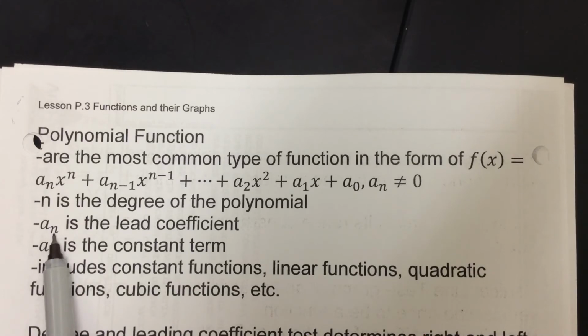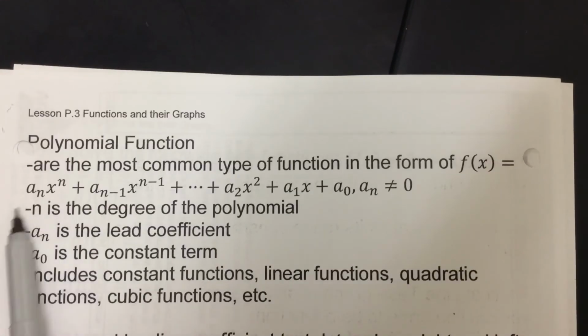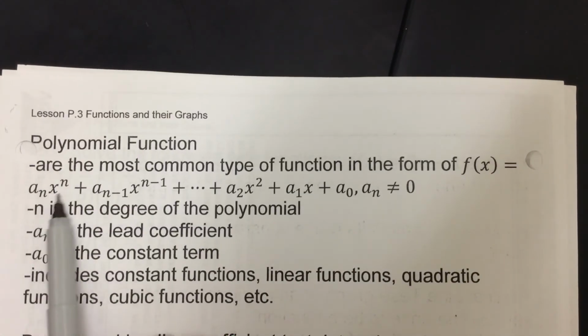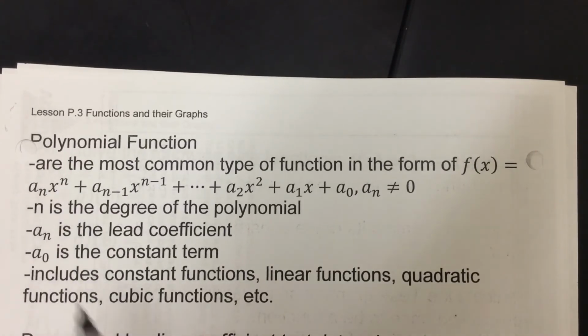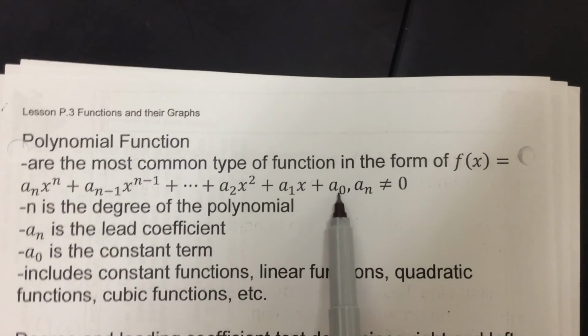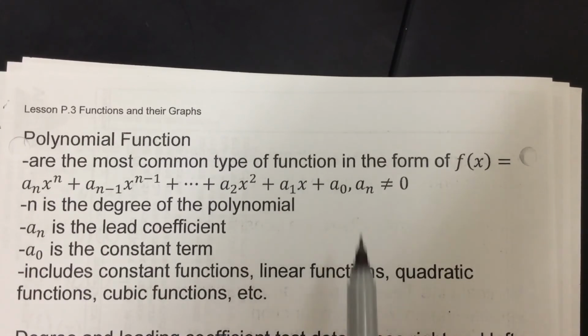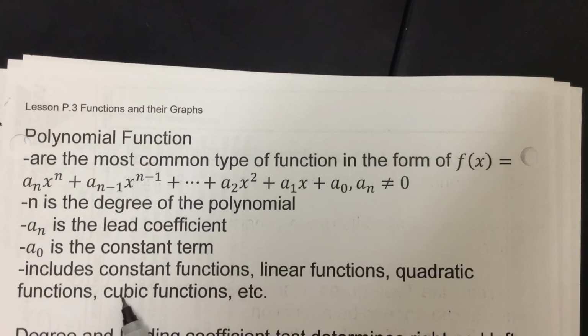That's going to be the very biggest exponent on the variable, whatever number's in front of it, and that is the degree of the polynomial. So if our biggest one is, say, to the third, it would be a third degree polynomial. If our biggest x to the n is to the seventh, it would be a seventh degree polynomial. A sub 0 is going to be the constant term. Notice how there's no x with it, so it can't change. That's going to stay constant. Now, this will all include constant functions, linear functions, quadratic functions, cubic functions, all those types of things. So constant functions when we don't have an x, linear when we just have an x, quadratic x squared, cubic x to the third.